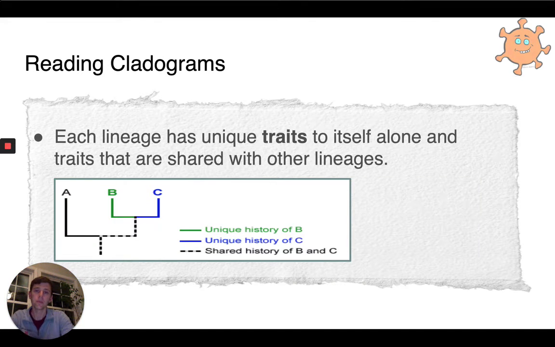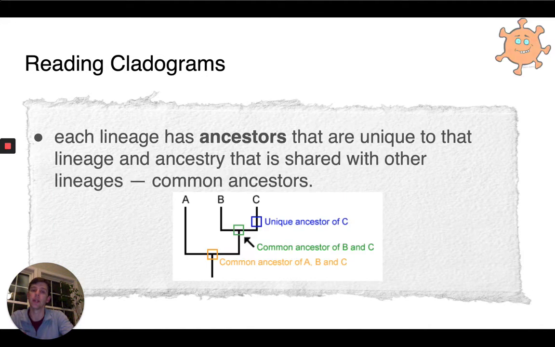And so when we look at this, what it's telling us is that individual B and individual C have their own unique lineage, but they also share a common lineage that we see here. And that's represented by the dotted line. The solid black line would be the unique lineage to organism A. All right, and those organisms or those species are going to have traits that are very unique to themselves. But each lineage is also going to have unique ancestors.